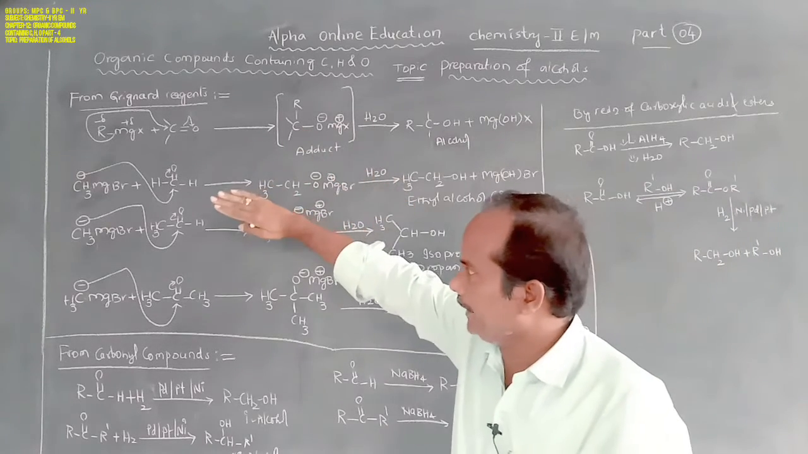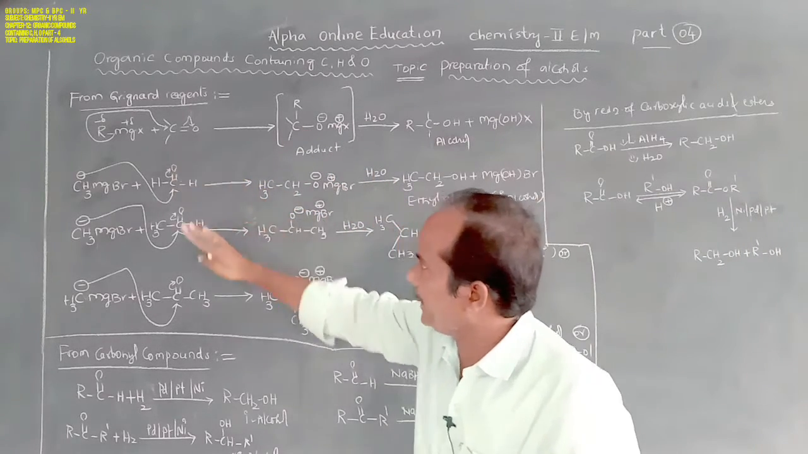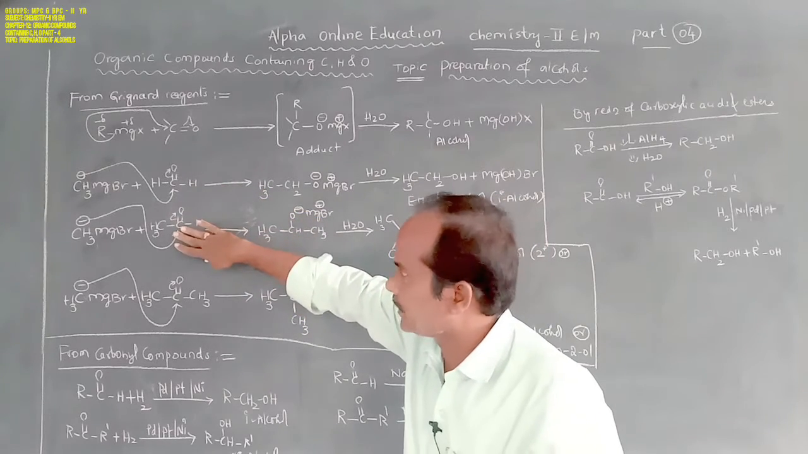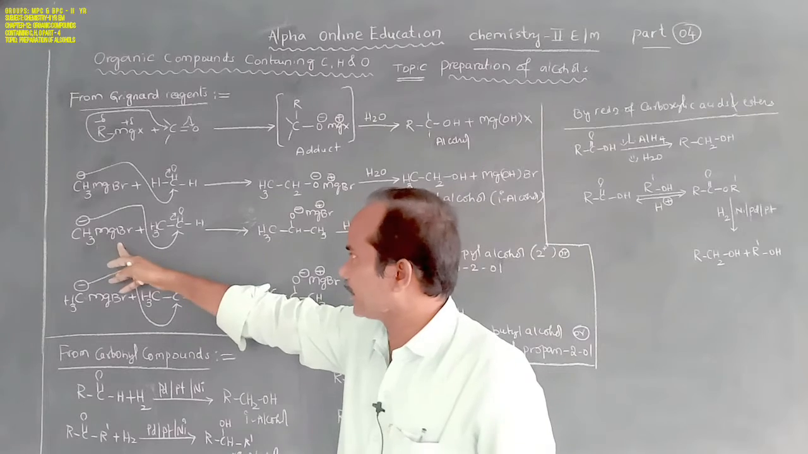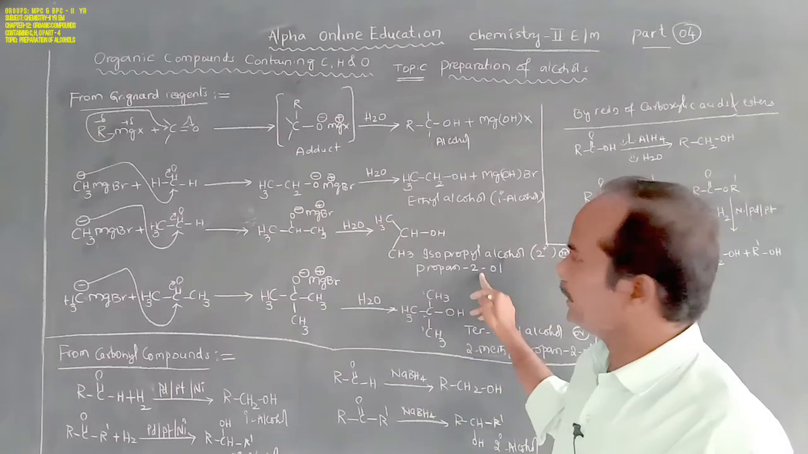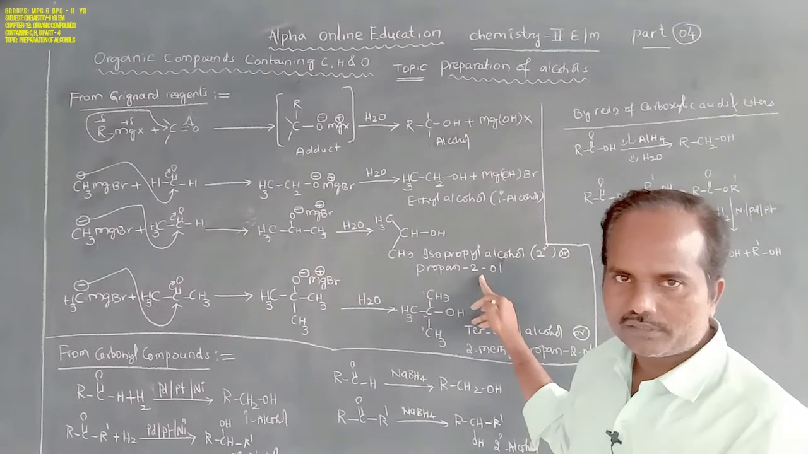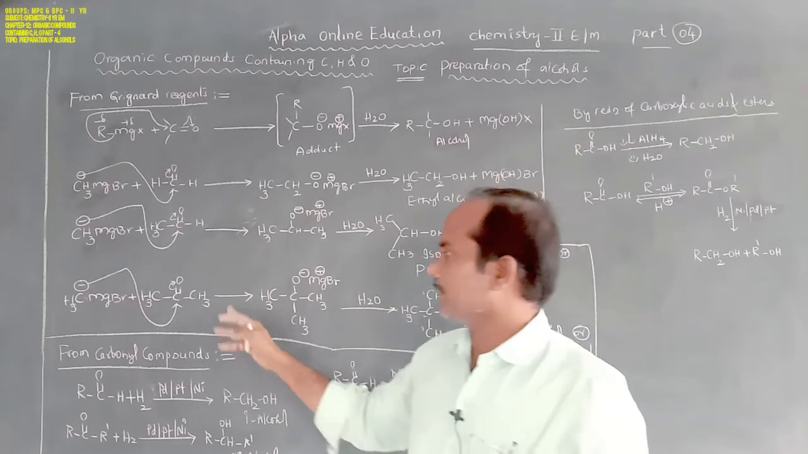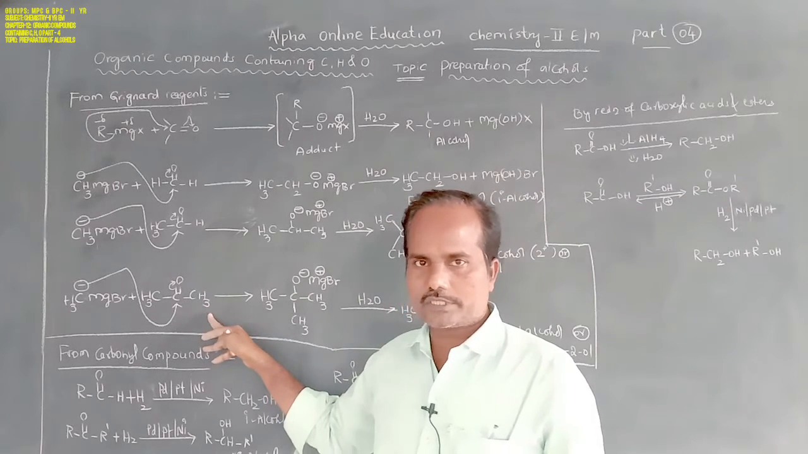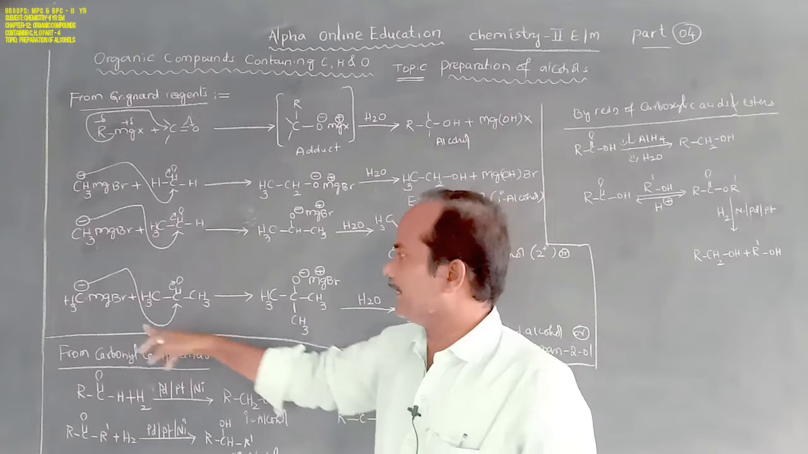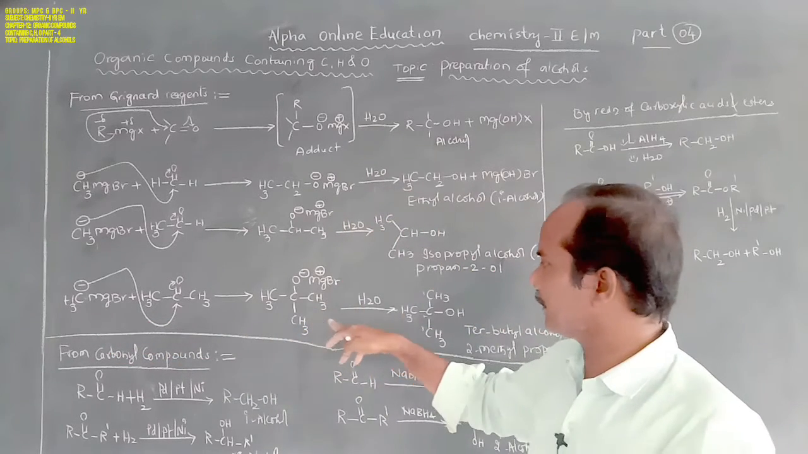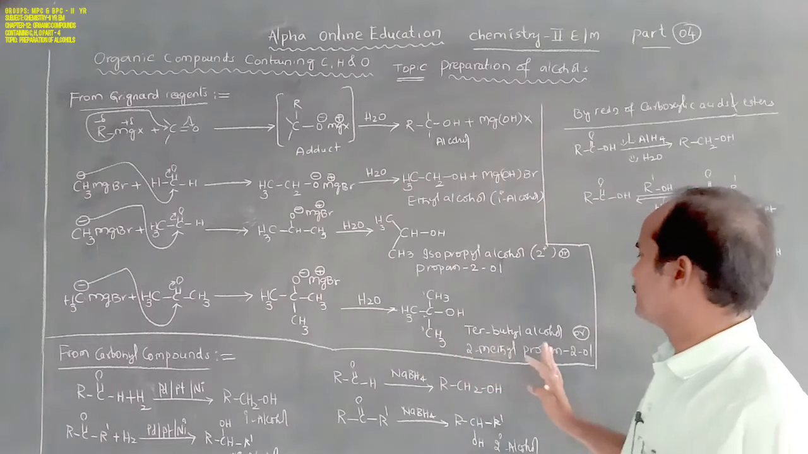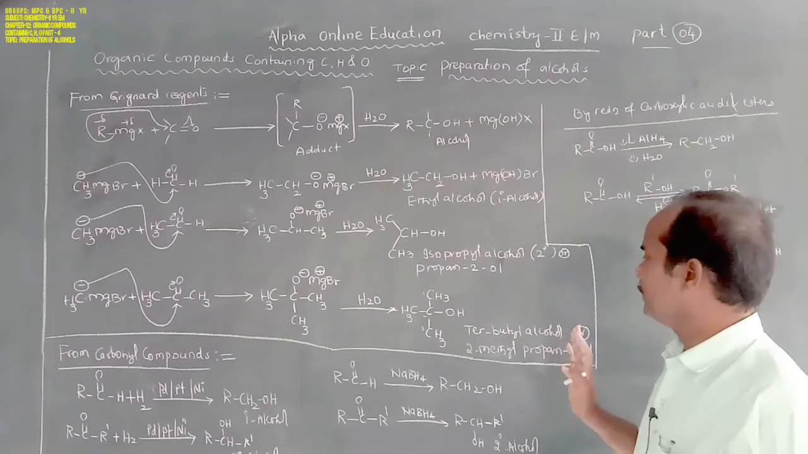Except formaldehyde, the remaining aldehydes, when they interact with Grignard reagents, form secondary alcohols. Then the ketones: when ketones interact with alkyl magnesium halides, that is Grignard reagents, followed by hydrolysis, tertiary alcohols are formed.